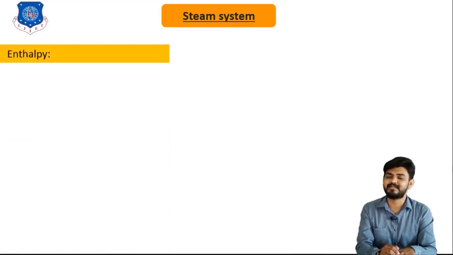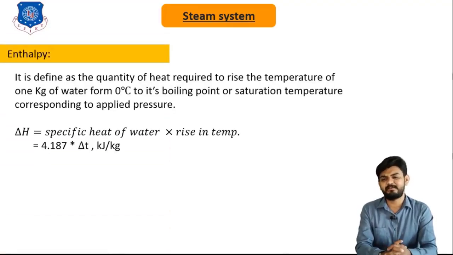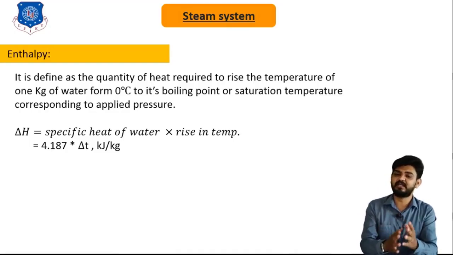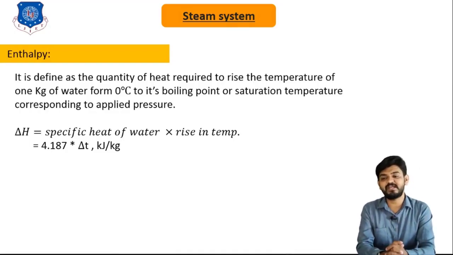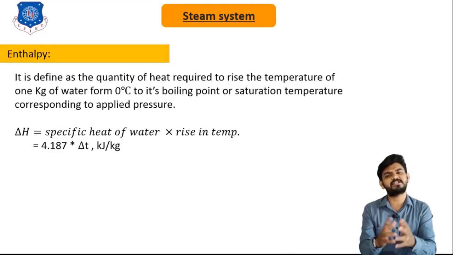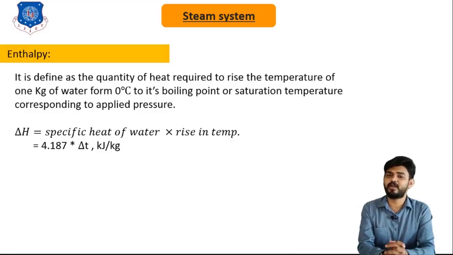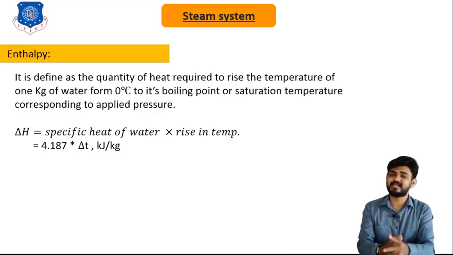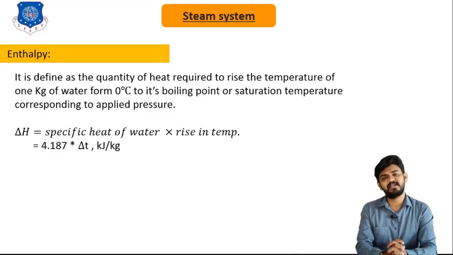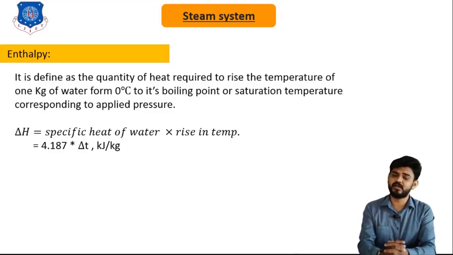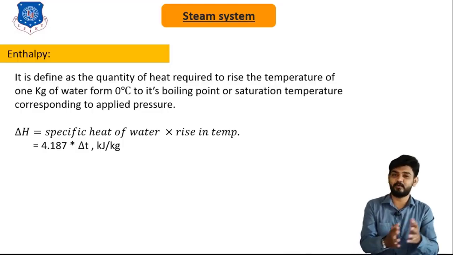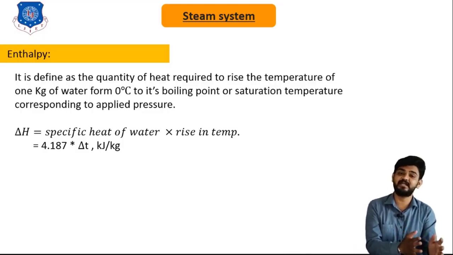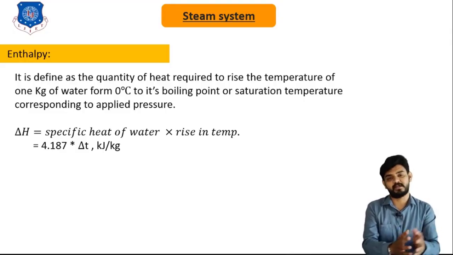And the next property is the enthalpy. Well, the enthalpy is the quantity of heat required to raise the temperature of 1 kg of water from 0 degrees Celsius to its boiling point or saturation temperature at the corresponding applied pressure. So what this enthalpy of steam means is it tells the quantity of heat required to raise the temperature of 1 kg of water from 0 degrees Celsius to its boiling point, which at normal pressure is 100 degrees Celsius, or the saturation temperature.